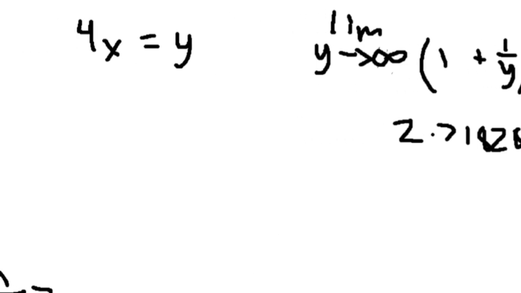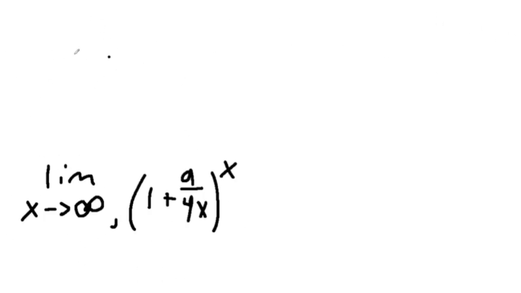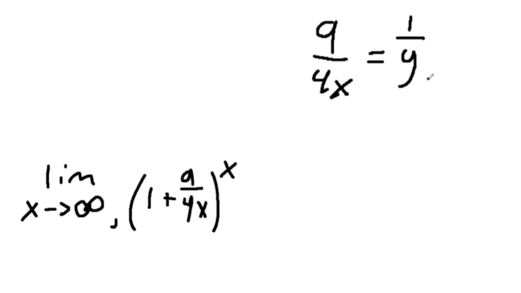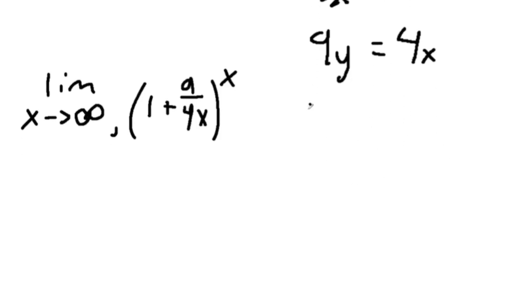So now let's bring back our original equation. If we want to have 1 plus 1 over y to the y, like what we had previously with Euler's formula, then we have to set x equal to something where 9 over 4x will equal 1 over y. So that's exactly what we're going to do. Let's set 9 over 4x equal to 1 over y. So now we can cross multiply here. 9y is equal to 4x. Let's solve for x and for y.